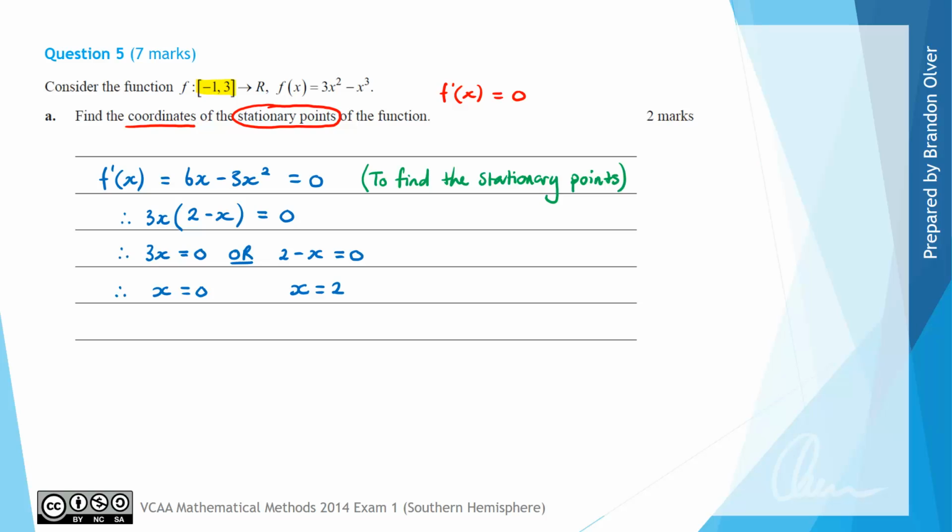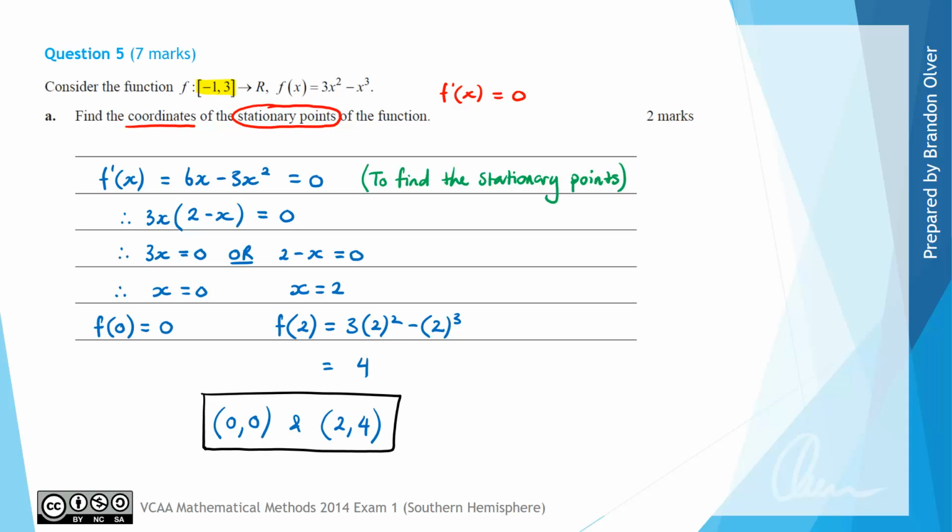These are stationary points on this graph. Next we need to find the coordinates, so we simply substitute that information back into our function. f of 0 is simply equal to 3 times 0 squared minus 0 cubed, which is simply 0, and f of 2 is going to equal 3 times 2 squared minus 2 cubed, which is 3 times 4, that's 12, minus 8, so 12 subtract 8 gives 4. So the coordinates are 0, 0, and 2, 4. So that is the answer to part A of this question.